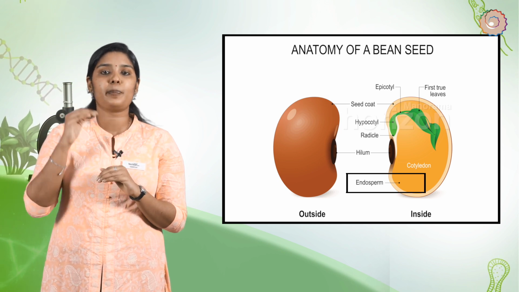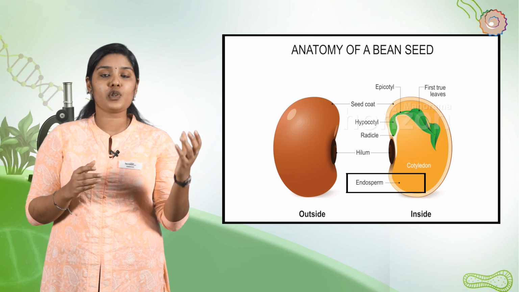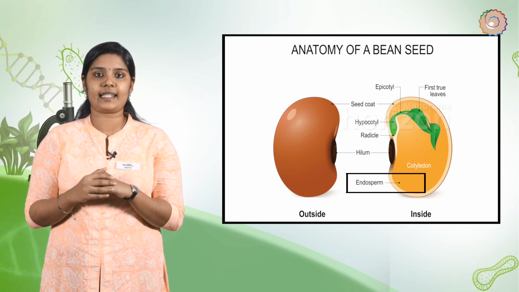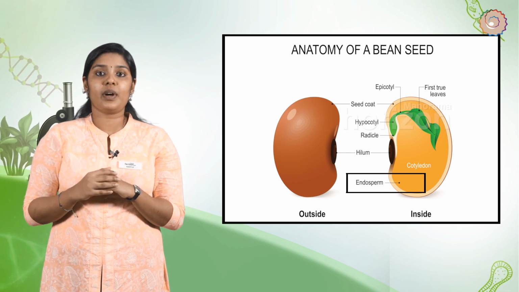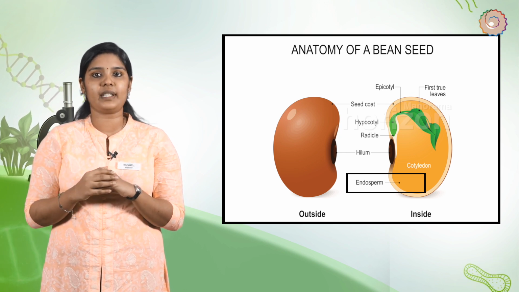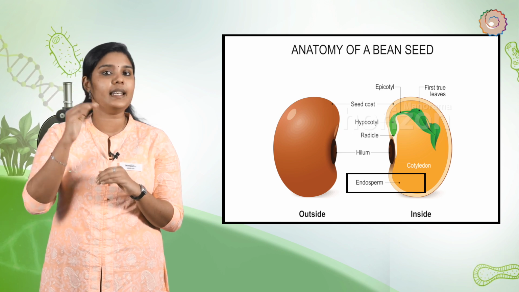The seed coat provides protection to the seed. Endosperm provides nutrition to the seeds. The embryonic part of the seed is the main portion where the main cells required for growth and development of the plant are seen.